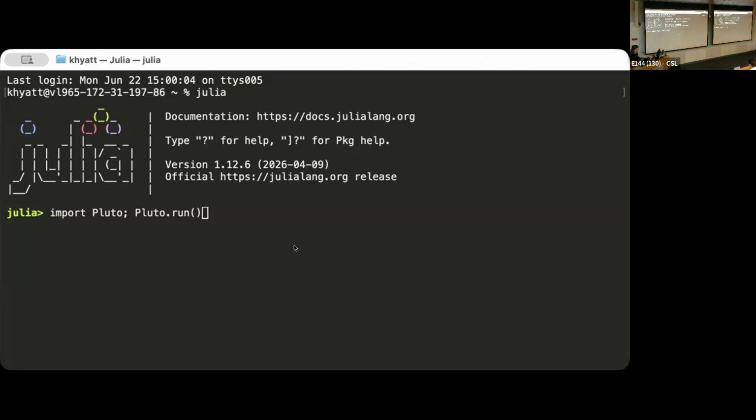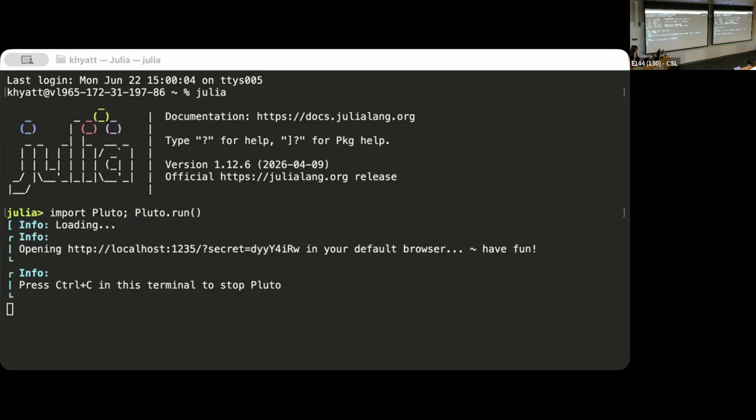Okay. So for those REPL heads, is this readable? Once you've installed it, you want to just run import Pluto, semicolon, Pluto.run. So I'll kick that off here. Oh, it might yell at me because I already have one going. And then you can just go back to your browser and you should have the landing page for Pluto.